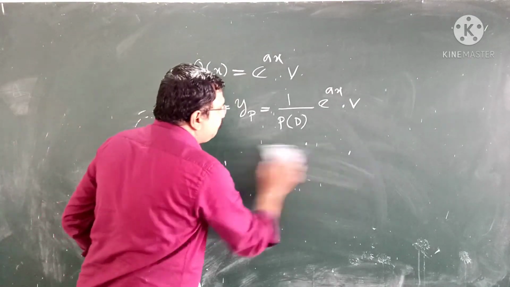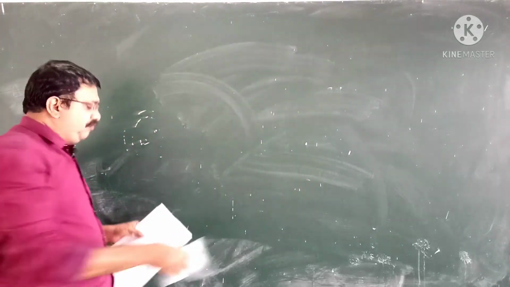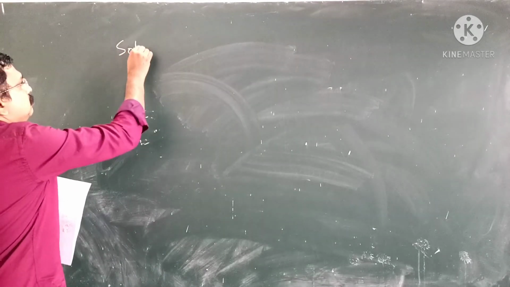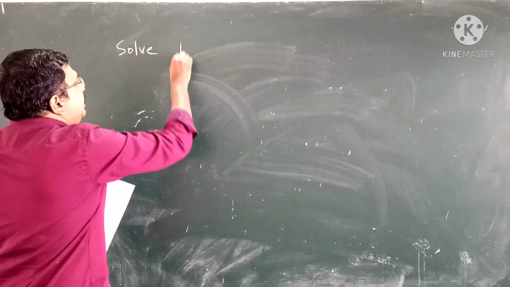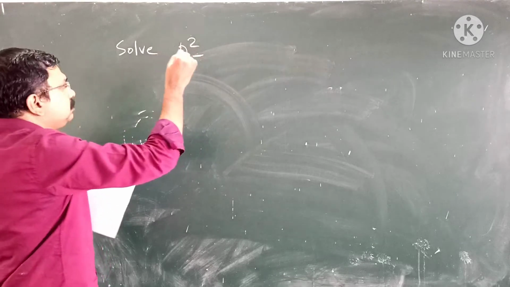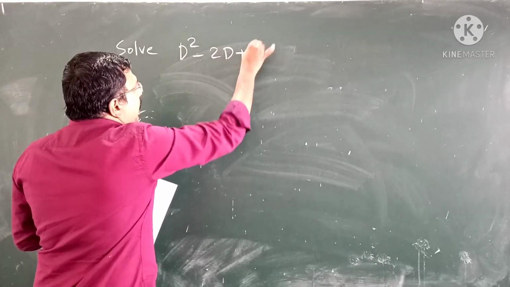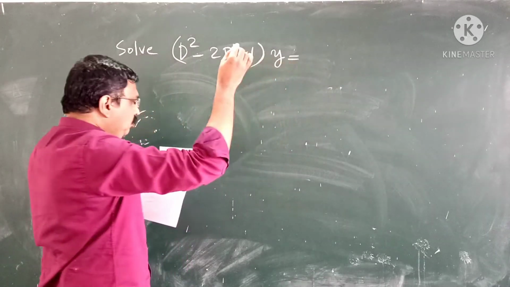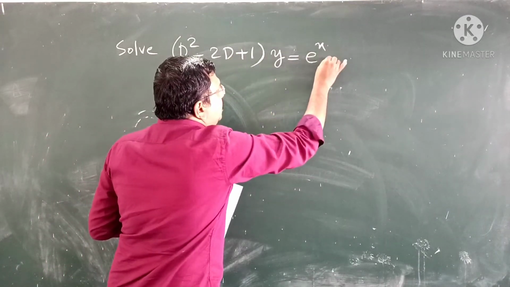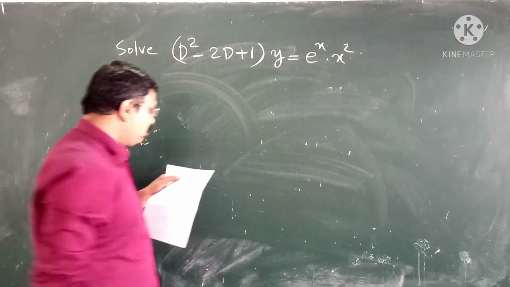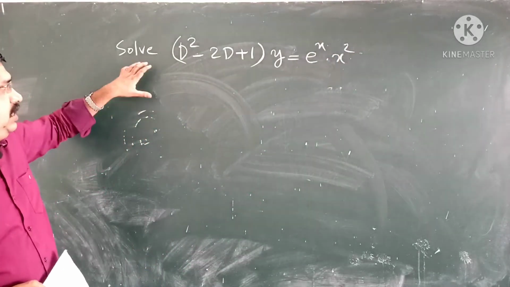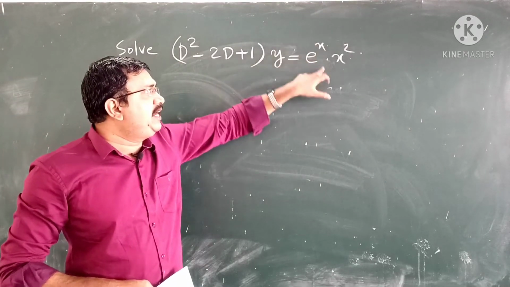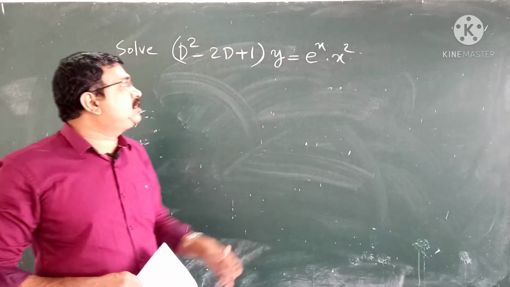For example, our first question is: solve (D square minus 2D plus 1) y equal to e raised to x into x square. Our question is to solve (D square minus 2D plus 1) into y equal to e raised to x into x square.